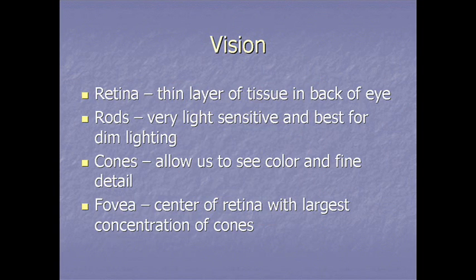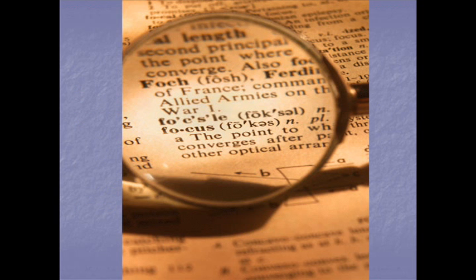The fovea is a small area the size of a period at the center of the retina. It provides the clearest and the sharpest vision because it has the largest concentration of cones. When you look directly at an object in good lighting, you're trying to focus light on the fovea. The eye and the brain do that automatically.